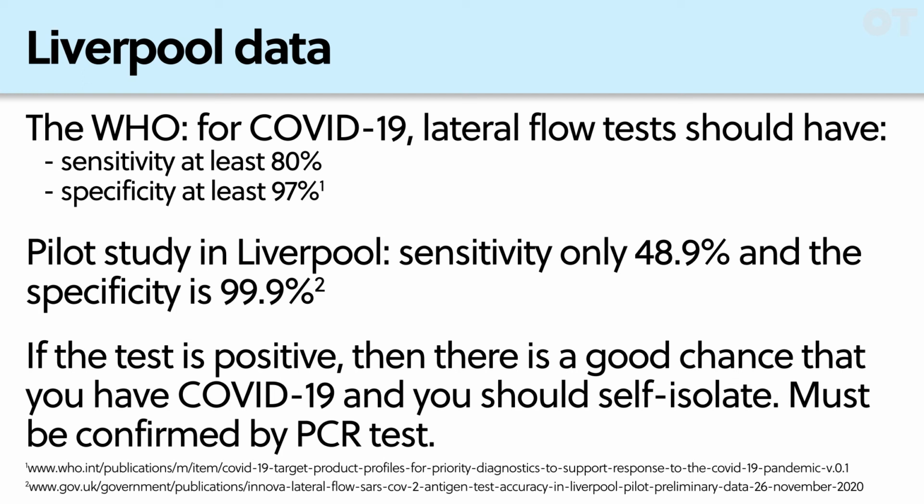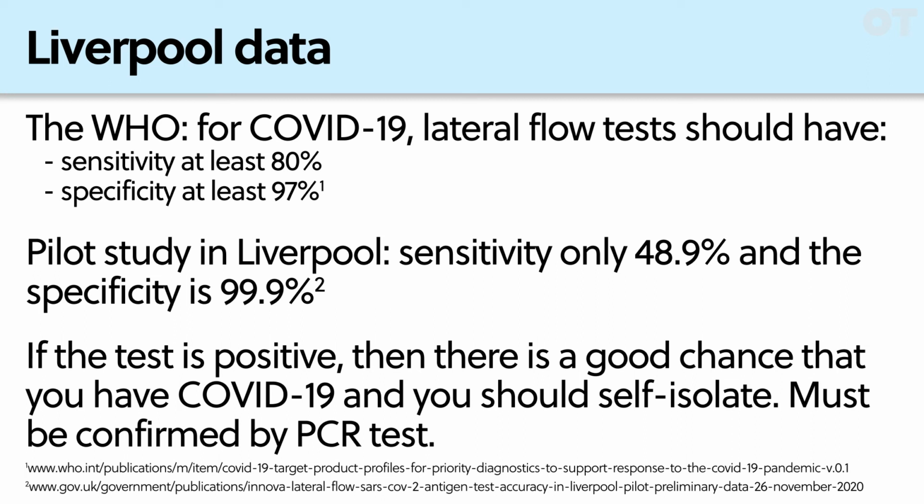So from this we can see that if you test positive, there is a very good chance that you actually do have COVID-19. And that's where we are with the lateral flow tests. They have a very good success rate at finding those who actually have the disease when they test positive. So a positive test means that you most likely do have the disease.